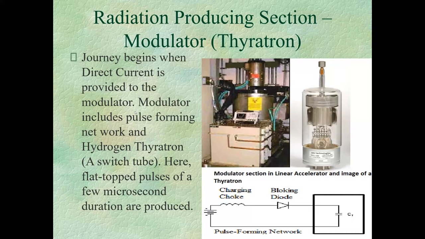So our journey begins when the direct current is provided to the modulator. The modulator includes a pulse-forming network, and we are going to talk about them, and then a hydrogen thyratron. It is a hydrogen-filled tube. Thyratrons are basically switch tubes. And then they create flat top pulses of a few microsecond duration.